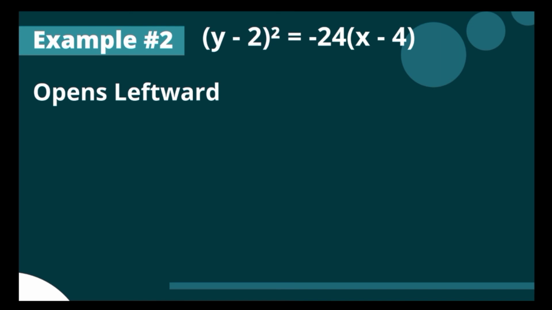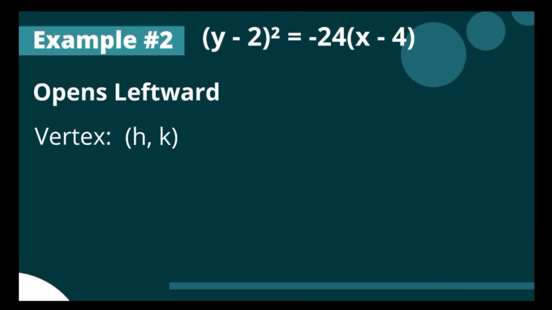Next is the vertex. Malalaman natin yung vertex by h, k, wherein yung h is yung katabi ng x, which is negative 4, and then babaliktaran natin yung sign, magiging 4. And then the value of k, which is katabi ng y, and that is negative 2, and then babaliktaran natin yung sign, magiging 2. Then we have the coordinate of the vertex, 4, 2.